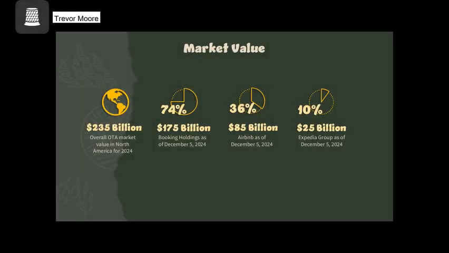Now we are going to take a look at the market value for the online travel agency. As of 2024, the overall online travel agency market value in North America was $235 billion. And then as of December 5th, 2024, Booking Holdings was at 74% of the market share with 175 billion, Airbnb at 36% with 85 billion, and Expedia Group at 10% with $25 billion.